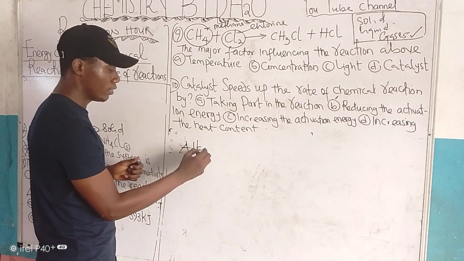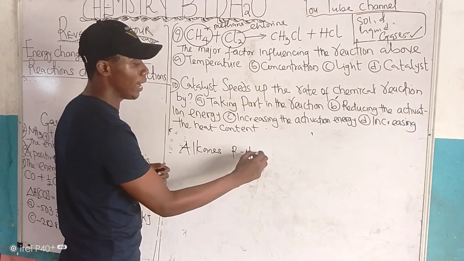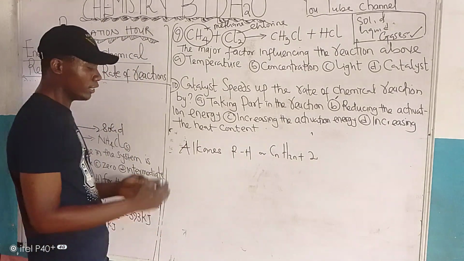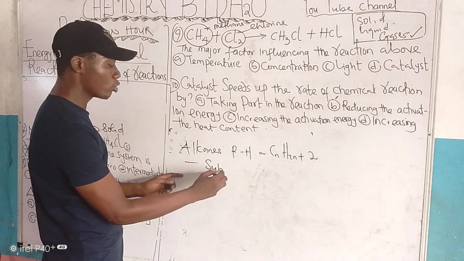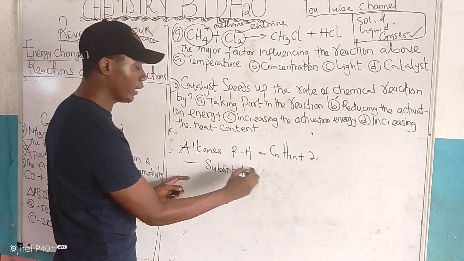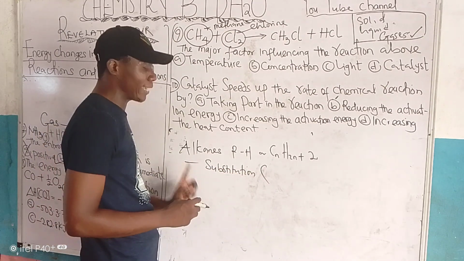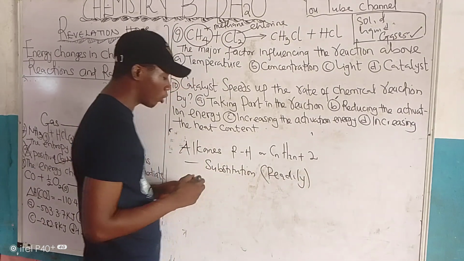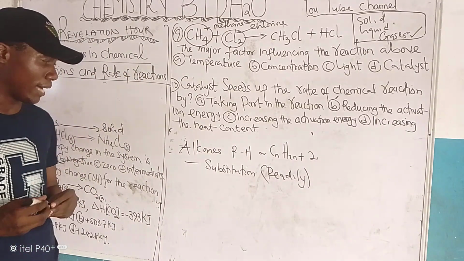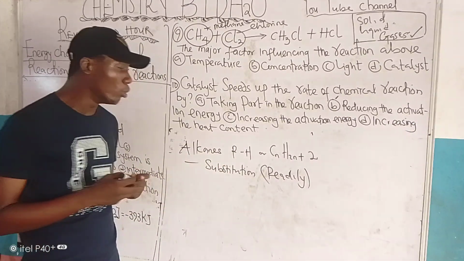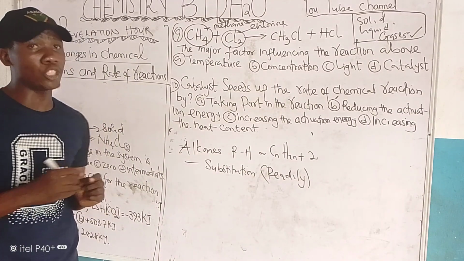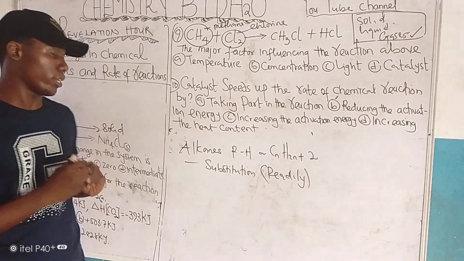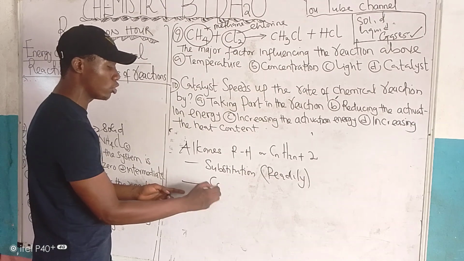Now, alkanes, remember alkanes are attached to hydrogen, CnH2n plus 2. If this is your alkane, the reaction that is exhibited by alkane is one, substitution. Now please take note of this. Alkane readily undergoes substitution reaction. Please take note of that. So the reaction peculiar to a saturated compound is alkane. But that is not the question anyway. The second reaction that alkane undergoes is your combustion.